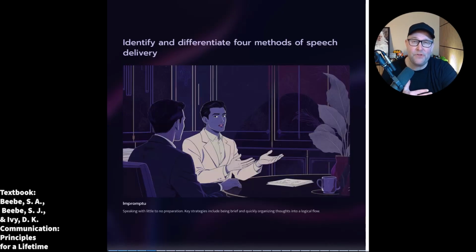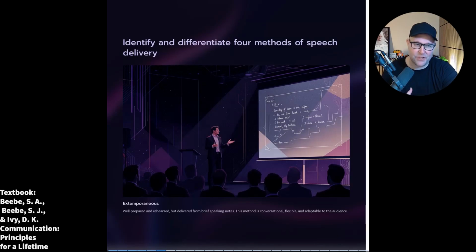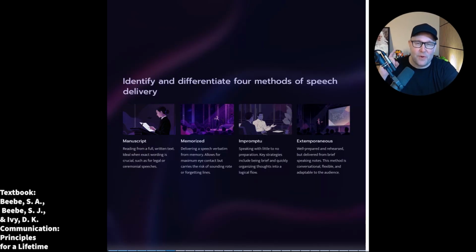An impromptu speech is speaking with little to no preparation. Key strategies include being brief and quickly organizing thoughts into a logical flow. An extemporaneous speech is well prepared and rehearsed, but delivered from brief speaking notes. This method is conversational, flexible, and adaptable to the situation. So we have manuscript, memorized, impromptu, and extemporaneous as our 4 methods of speech delivery.